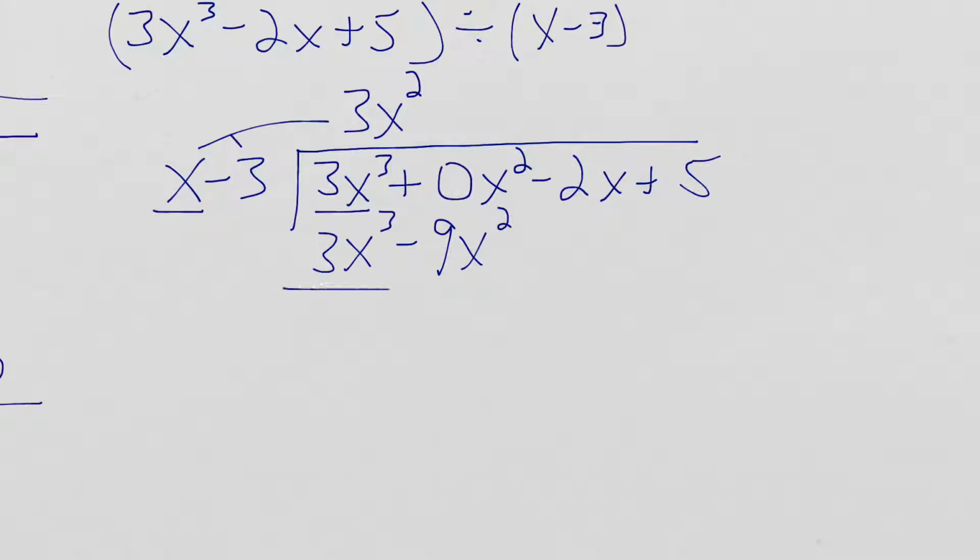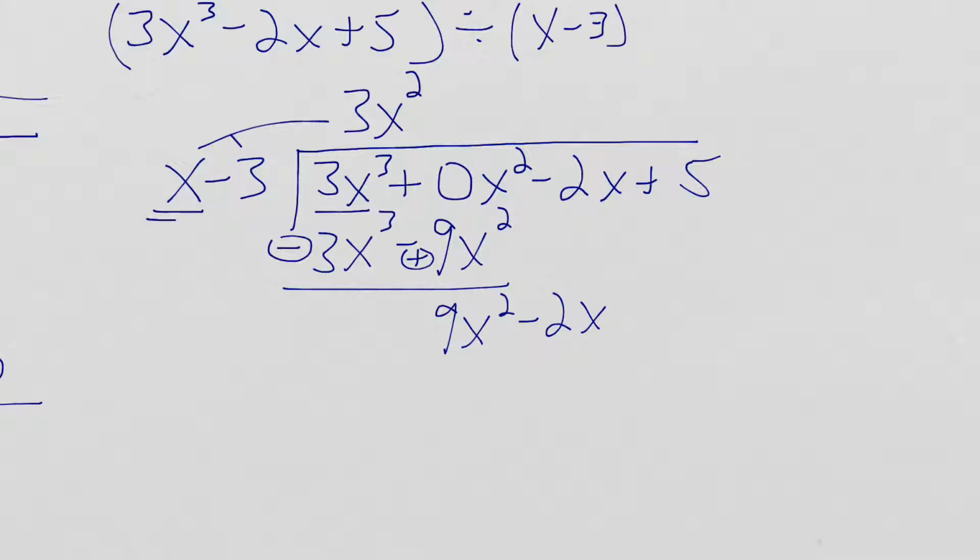Notice how now, by putting the 0x squared in here, we actually have a place to write the negative 9x squared. Remember, we need to subtract, so we change signs and add. It's a negative, it's a positive. The 3's cancel. The 0 and the positive 9x squared are going to give you 9x squared. Bringing down the next piece, negative 2x, we keep going.